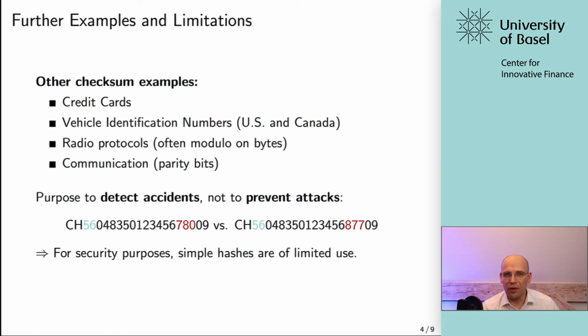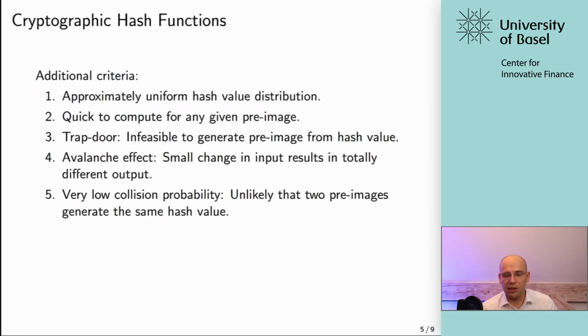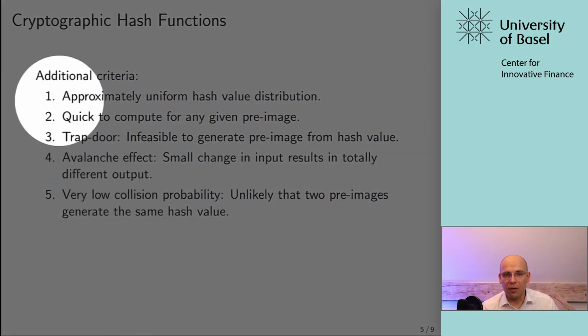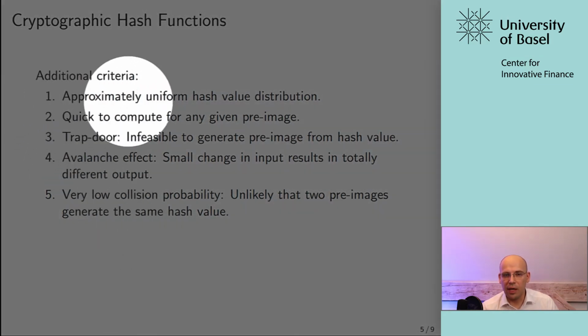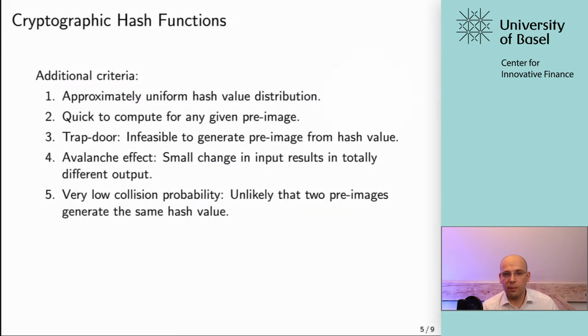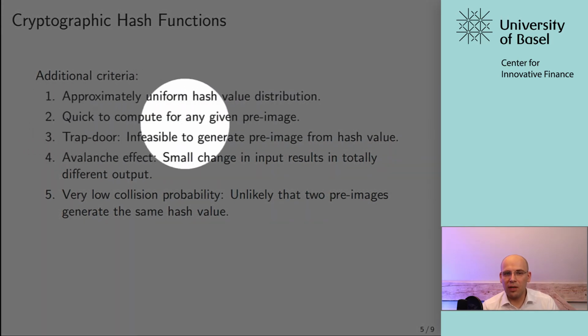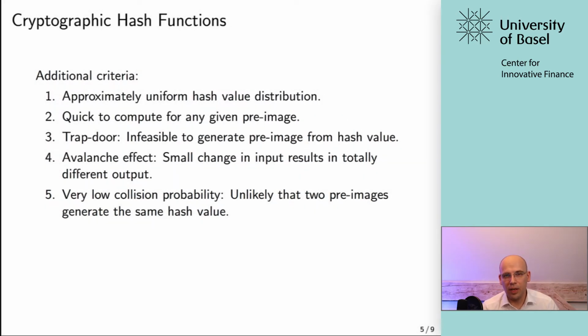And that's when we come to the cryptographic hash functions. The additional criteria for cryptographic hash functions are that they have to be approximately uniformly distributed in terms of the hash value. So a hash function wouldn't be that useful if it always ends up with the same hash value. That would be a really bad idea. Also, they have to be relatively quick to compute for any given pre-image. It wouldn't make too much sense when a single computation would take a lot of time. Also, there shouldn't be too much of a difference between larger pre-images and smaller ones.